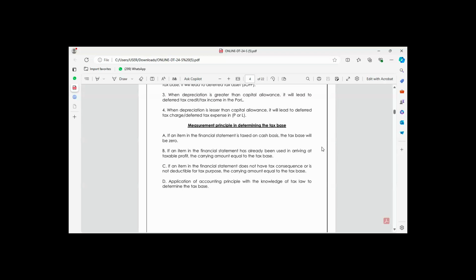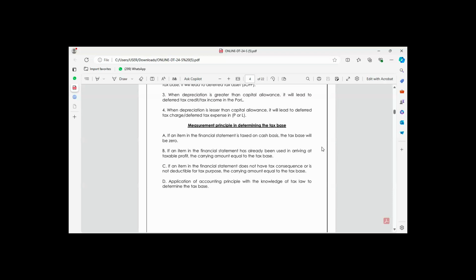Let's go to the question. Is there anything that is taxed on cash basis? We go to additional information 2. Interest is on cash basis. So the tax base will equal to what? 0.